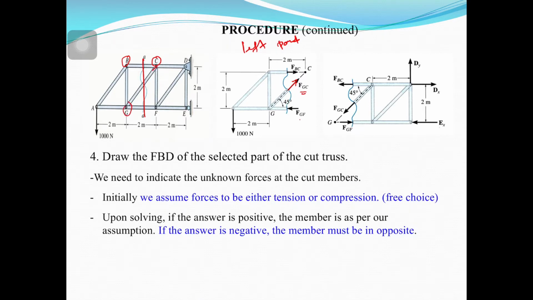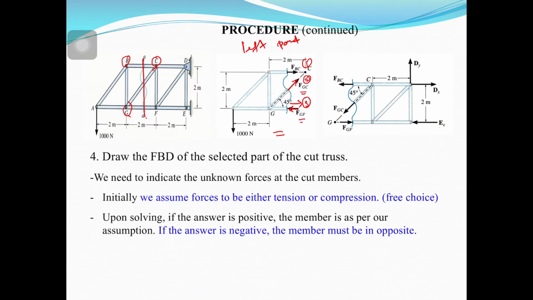And also you have FGF. The direction is up to you. Either you want it this way or this way, it's up to you. So in this part, you have 1, 2, and 3 unknowns, so you can solve this using the equations of equilibrium.